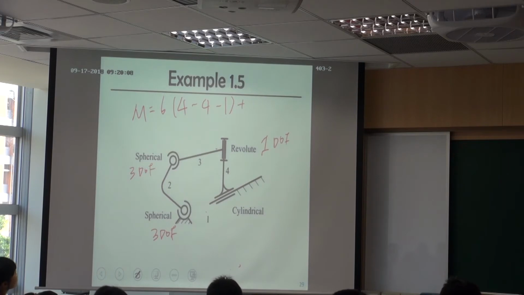How about a cylindrical joint? A cylindrical joint allows rotational motion, but also allows sliding motion along the axis, along the central line of the cylinder. So this 2 degree of freedom joint is 1 rotation, this rotation, plus a sliding motion.